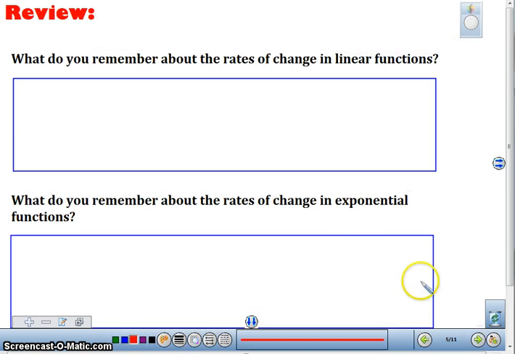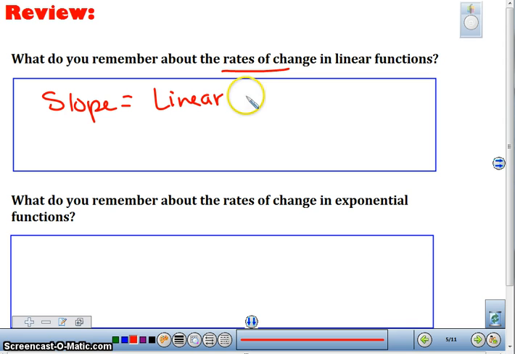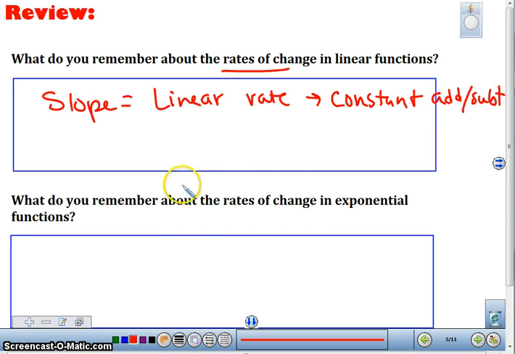So as we are taking a look, what do we remember about rates of change when we look at our linear function? Remember, that rate of change, what is that also known as? That is our slope. So when we are talking about slope, that is when we talk about a linear rate of change. That linear rate of change is always a constant number. Remember, when you do linear, you're always adding the same number, so it's either a constant addition or subtraction. Always to add or subtract is our pattern.